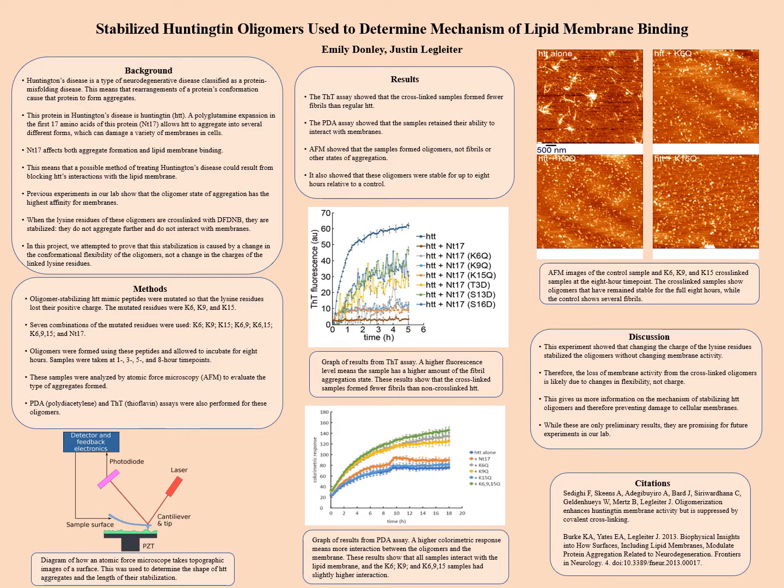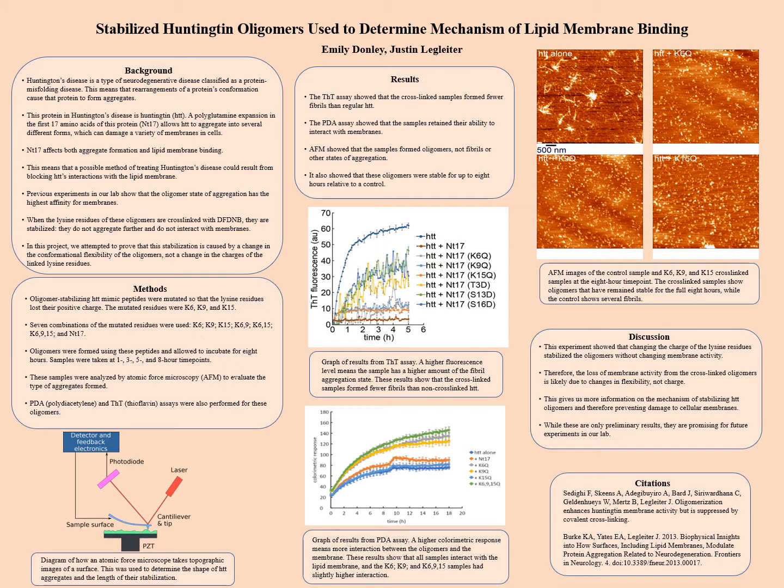The first 17 of the amino acids that make up this protein are referred to as NT17. A polyglutamine expansion, or a repeated sequence of the amino acid glutamine in NT17, allows Huntingtin to aggregate or clump into several different forms, which can damage membranes made up of lipids within cells. NT17 affects both aggregate formation and lipid membrane binding, so a possible method of treating Huntington's disease could come from blocking Huntingtin's ability to interact with membranes.